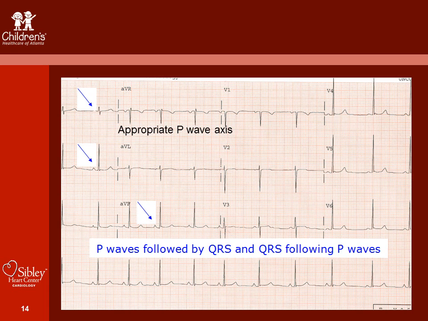And again, the reason why the P waves are upright in leads 1, 2, and AVF is that if you go back to our cartoon demonstrating the lead axes, if the impulse starts up in the sinoatrial node and then follows the normal propagation pathway and directionality, the vector should be upright in those leads.